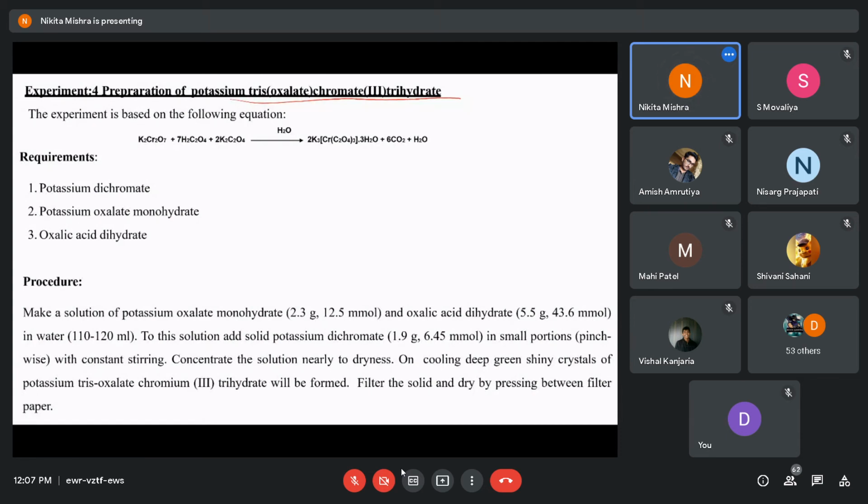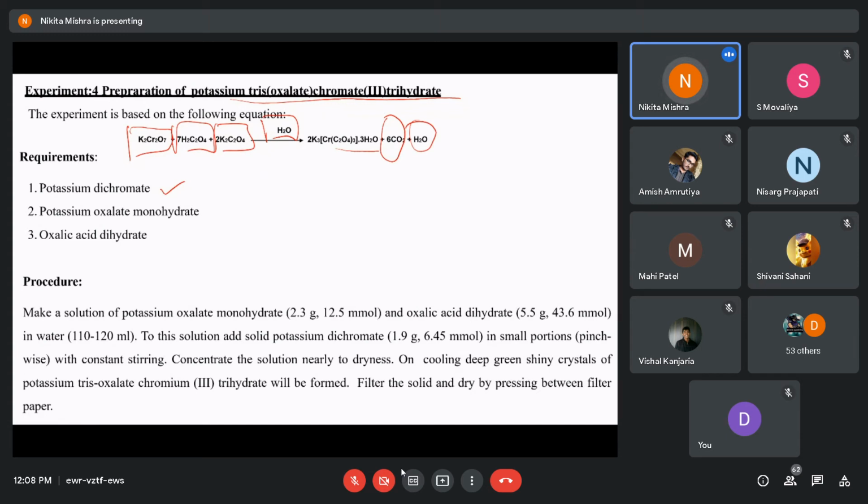So in this again K2Cr2O7, that is potassium dichromate, again potassium oxalate monohydrate and oxalic acid dihydrate. So here it is written oxalic acid and potassium oxalate in the presence of water. What we will obtain is K3[Cr(C2O4)3]·3H2O. The other byproducts are 6CO2 and H2O. So this 6, this 2, 7, these are all to balance the reaction.